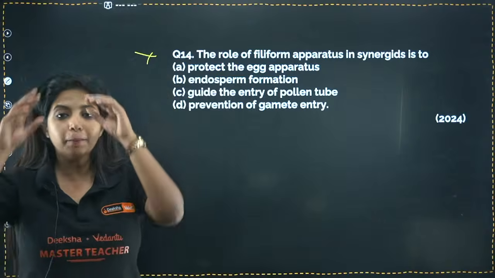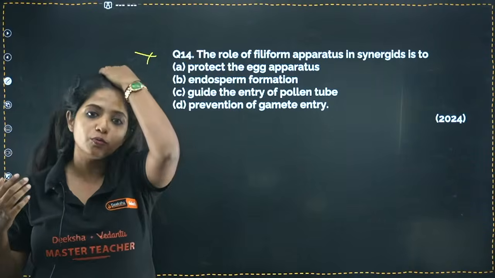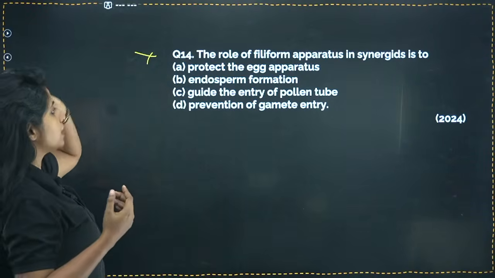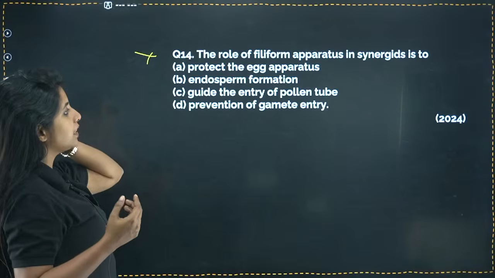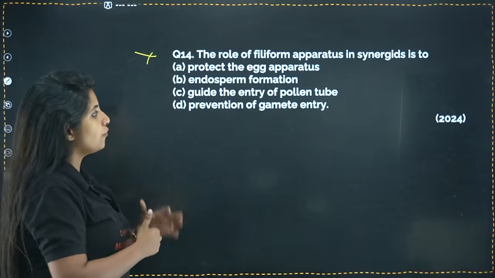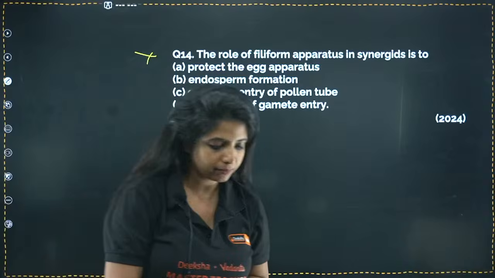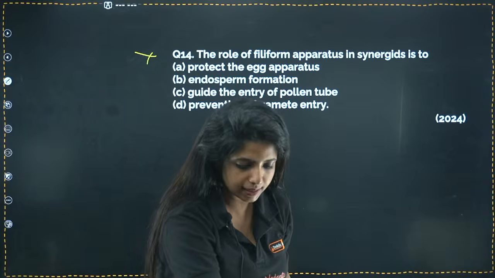The role of filiform apparatus in synergid is to do what? Protect the egg apparatus, endosperm formation, guide the entry of pollen tube, prevention of gamete entry. What do you think is the answer for this?